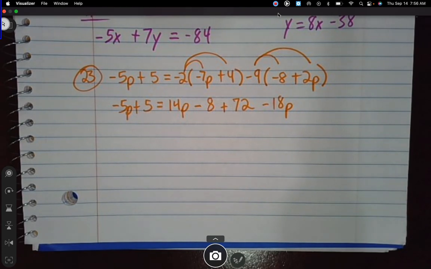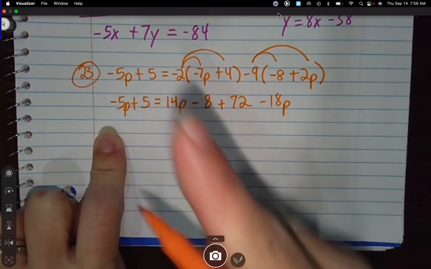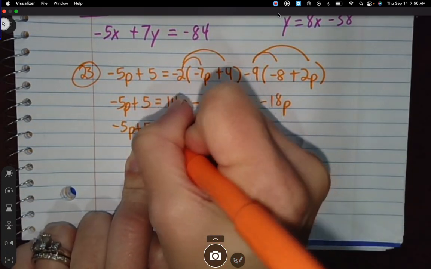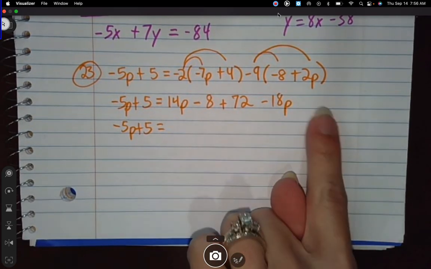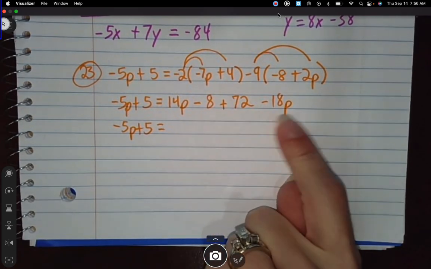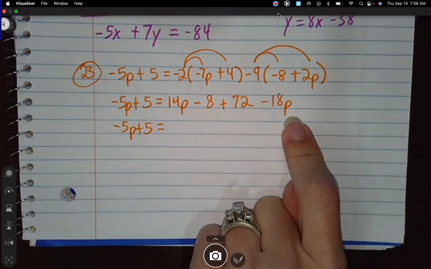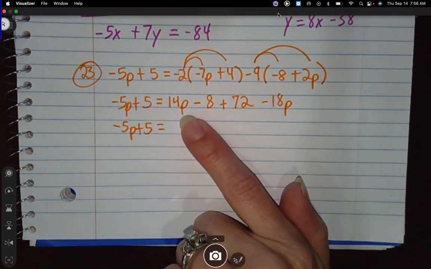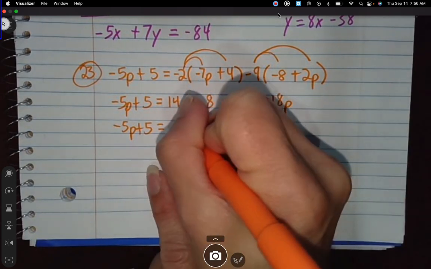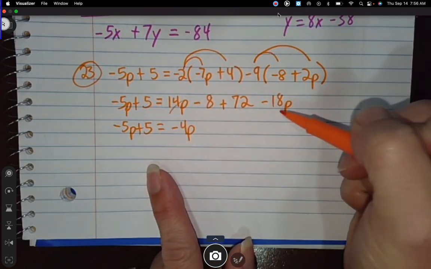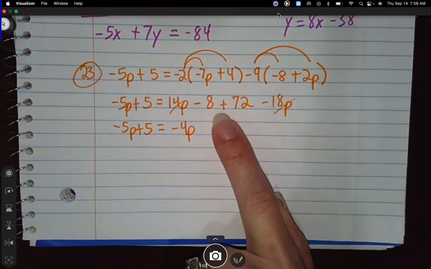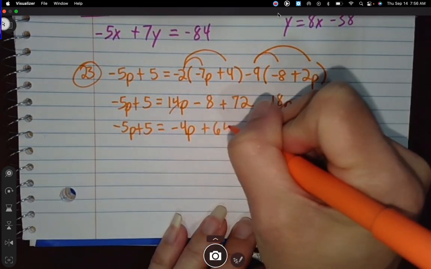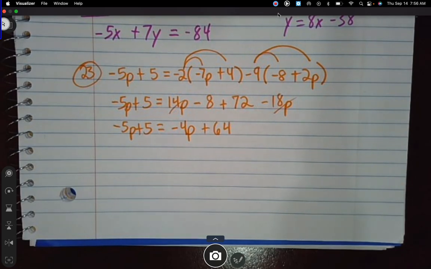Now we can look to see if we have like terms. Again, over here, I don't have like terms, so I'm just bringing that down. Okay? Now over here, do I have any like terms? Because it's a really long problem, we need to combine what we can. What is negative 18p and 14p? Negative 18p plus 14p, negative 4p. So I'm going to put negative 4p. And what is negative 8 plus 72? 64. Okay, are we good so far?